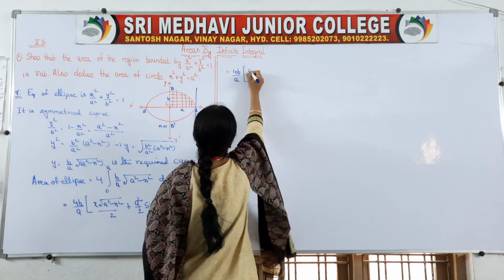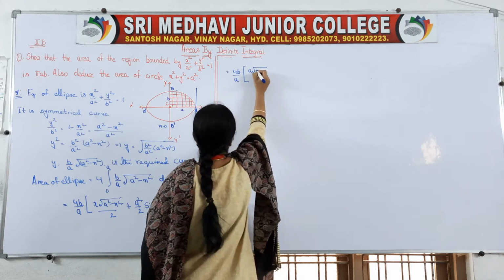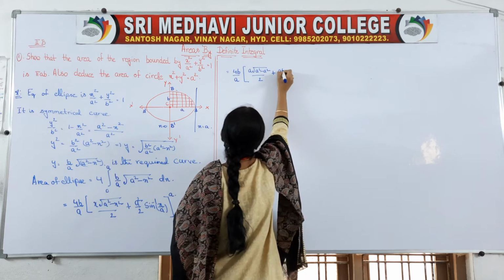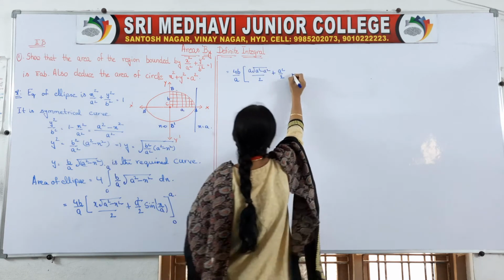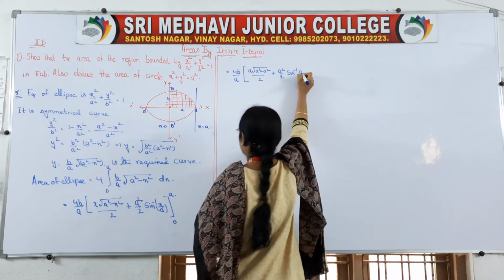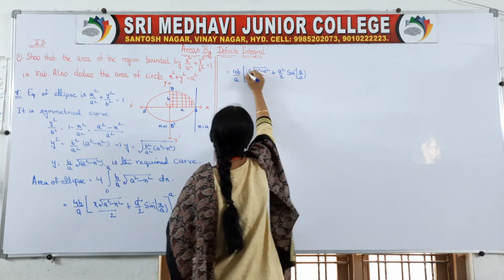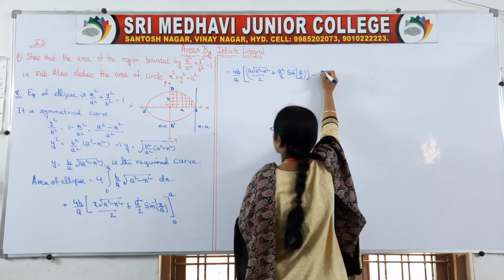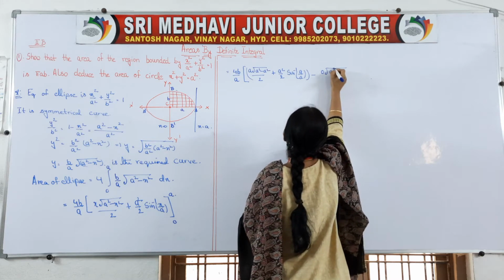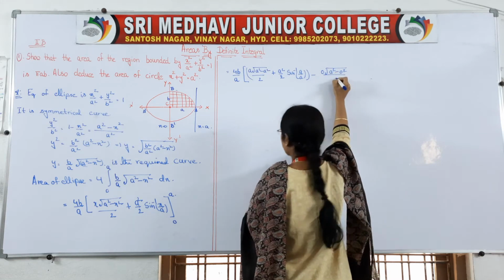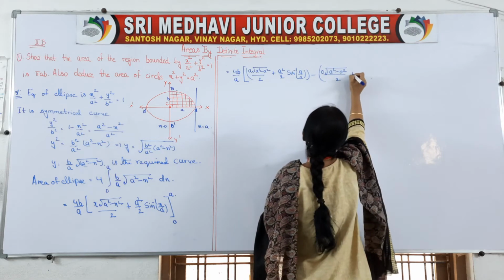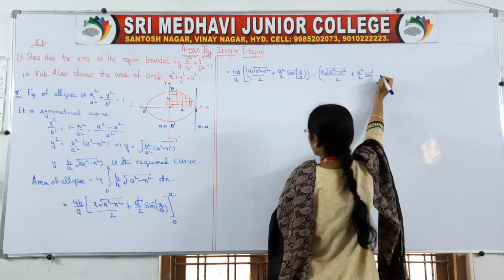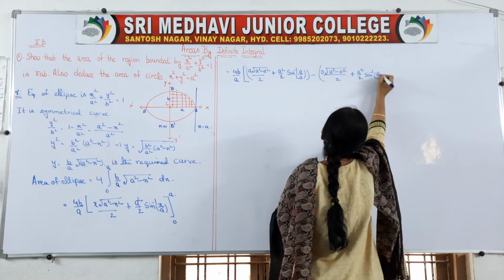So it is a into root of a square minus a square by 2 plus a square by 2, into sine inverse of a by a. Next, minus the limit 0: 0 into root of a square minus 0 square by 2, plus a square by 2 into sine inverse of a by a.